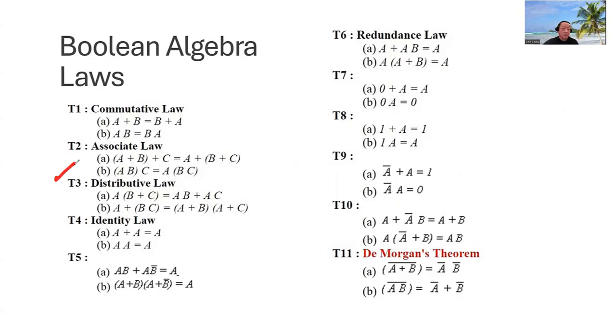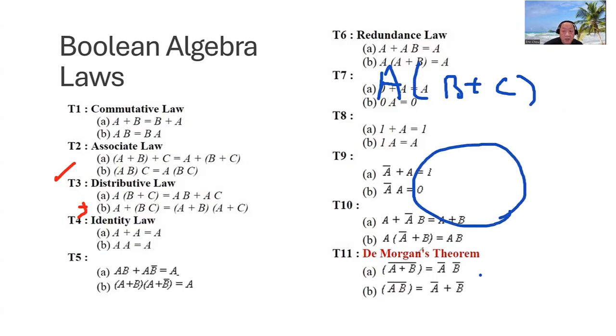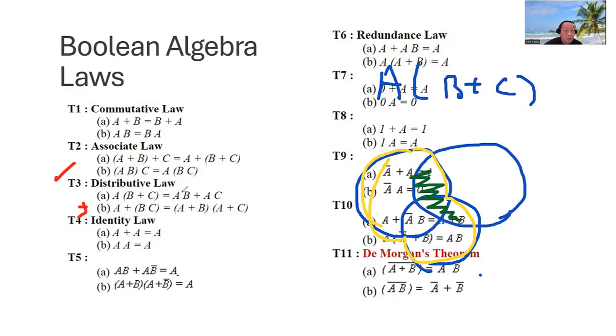Next one is more tricky, okay? Especially the B rule is more tricky. The distribute rule is, I think, okay because it's the same as math. So A and B or C. Let's look at B or C. B or C is right here. This is B or C. A and B or C is this part.